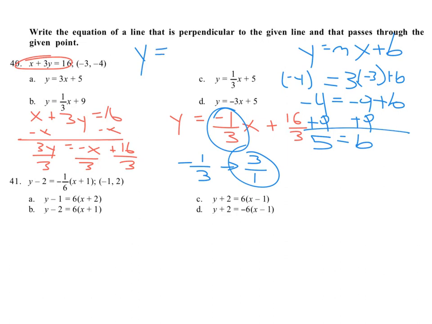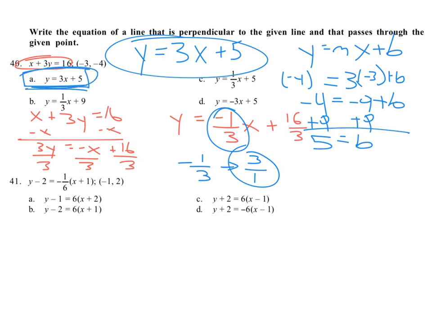So our equation is y equals, we're using a slope of 3, that's the negative or opposite reciprocal of what they gave us, and our b value is, we calculated, 5. So that's the equation that we're using. Where do we see that? We see it right here in A. So A is our answer.